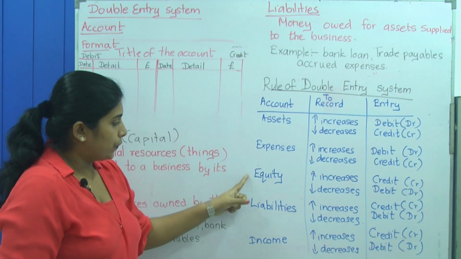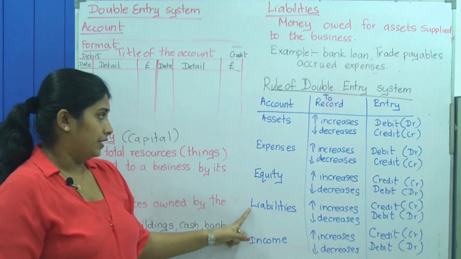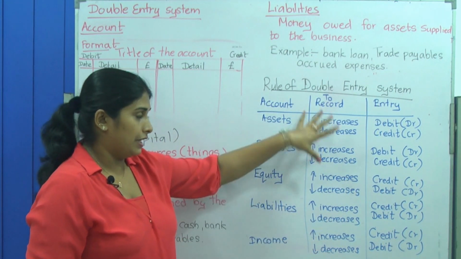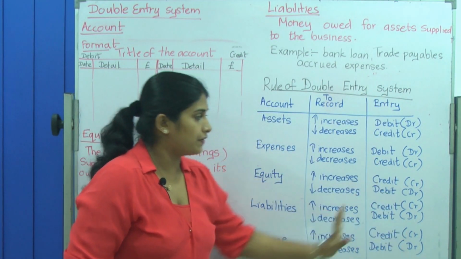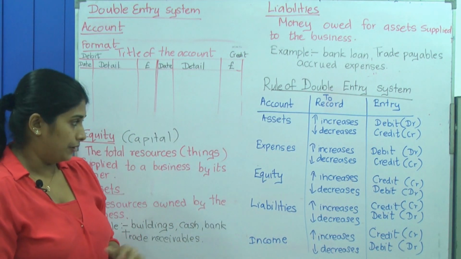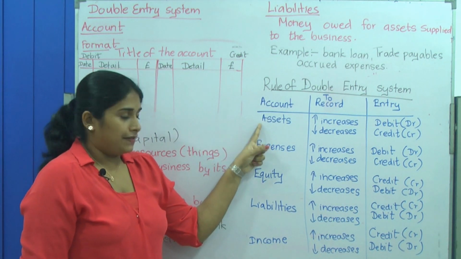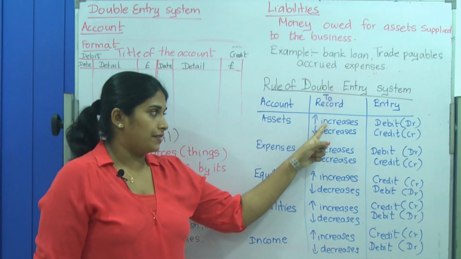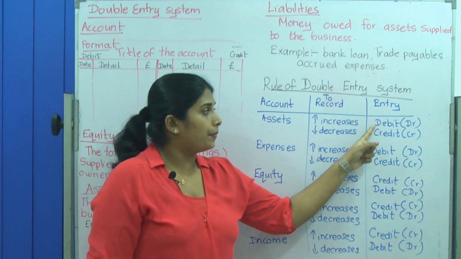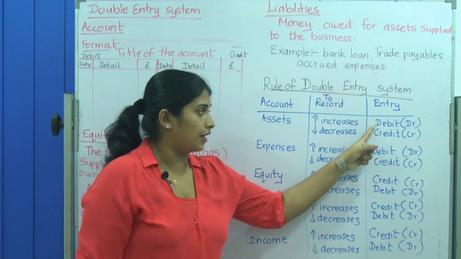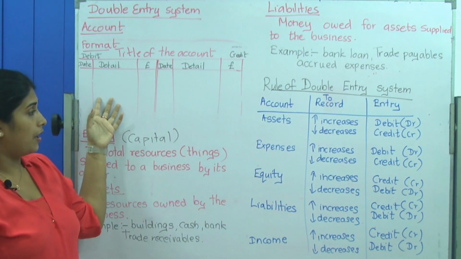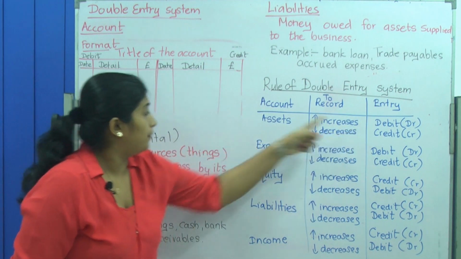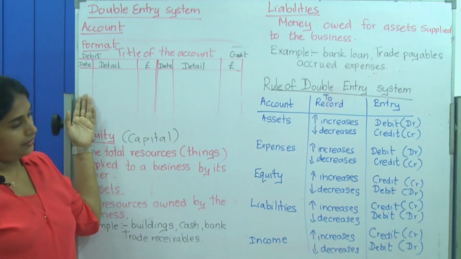Assets, equity and liability we have already learned. Now see what happens when each increases, and the double entry is written on the other side. Assets, that means the resources owned by the business: if they increase, it is always written on the debit side of the T account. That means if you look at this account format, the debit side is the left side of the account.